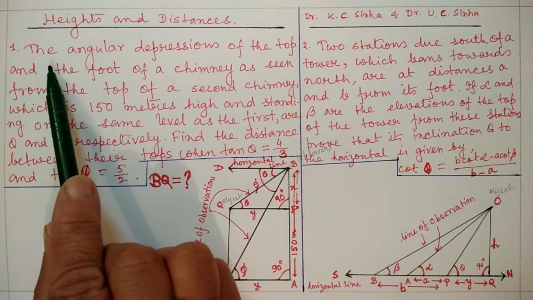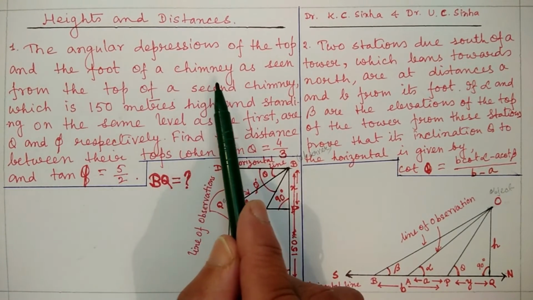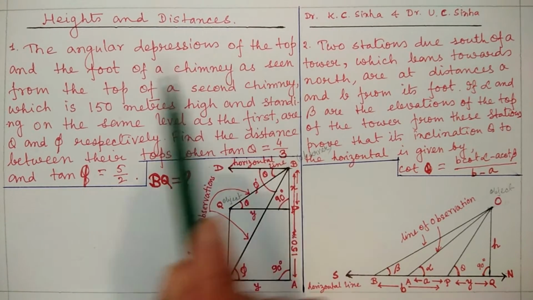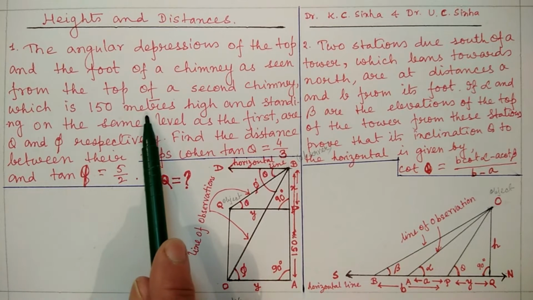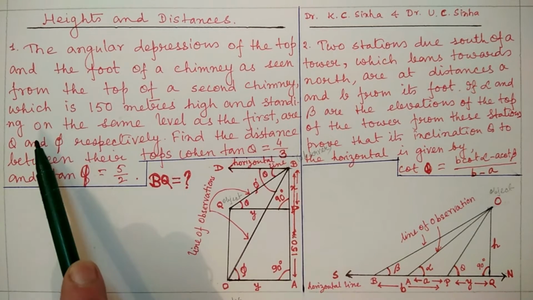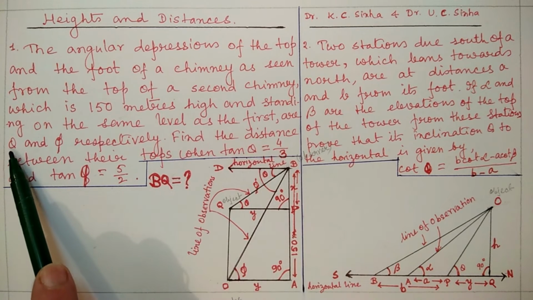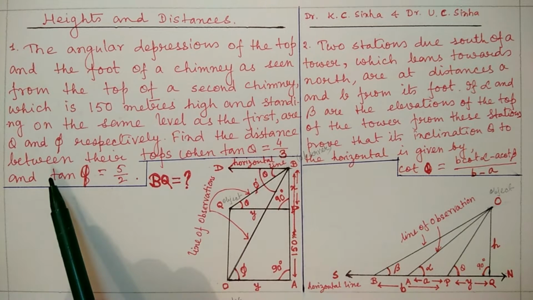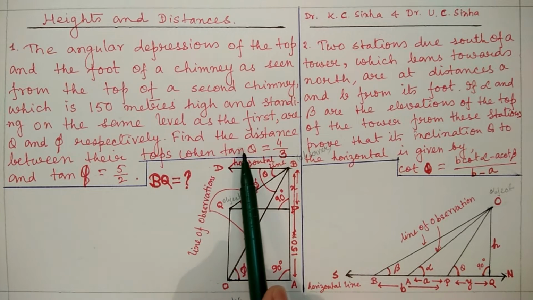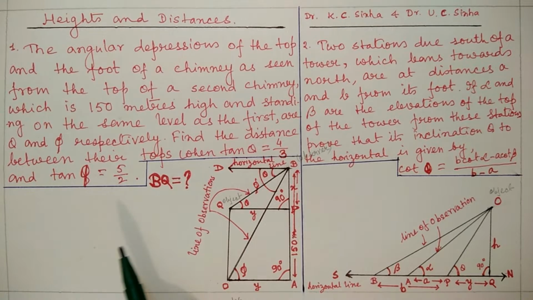Number one sum: the angular depressions of the top and the foot of a chimney, as seen from the top of a second chimney, which is 150 meters high and standing on the same level as the first, are theta and phi respectively. Find the distance between their tops when tan theta is equal to 4/3 and tan phi is equal to 5/2. Now we will understand the sum from the diagram.